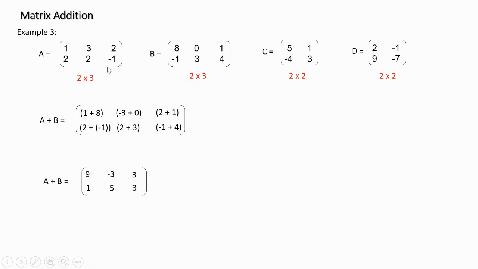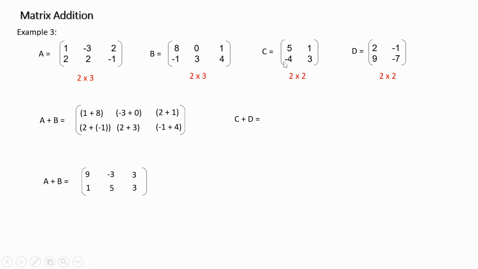Students, you can go from here all the way to the answer. You don't have to put them like this, guys. This is just to show you how it's done. But you can go like this, guys. Say this is matrix A, matrix B. You can go 1 plus 8 is 9. Negative 3 plus 0 is negative 3, and so forth. You can do it that way. But I'm doing it this way just to show you what's taking place.